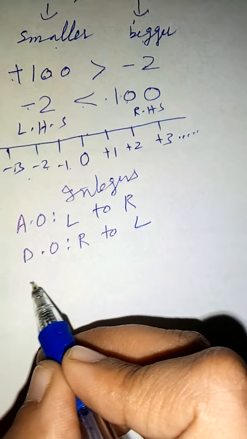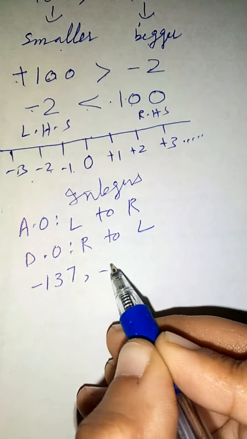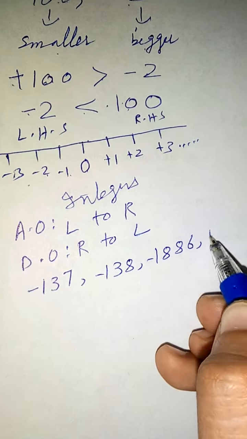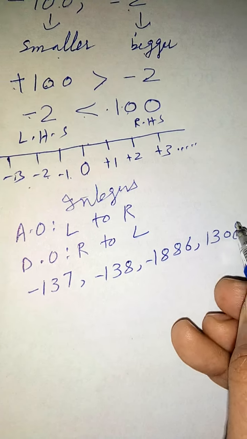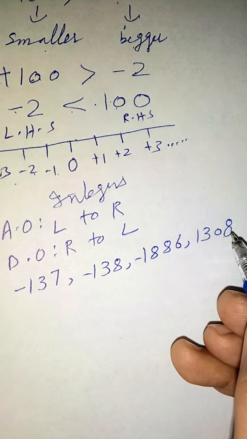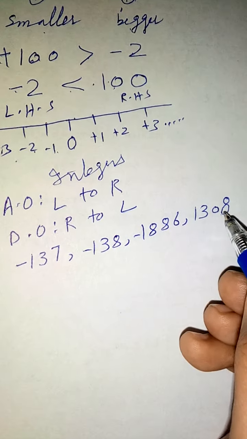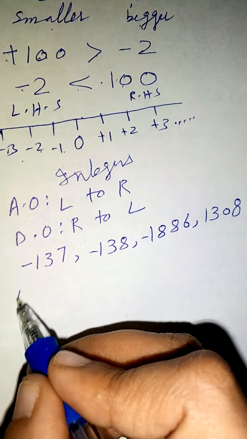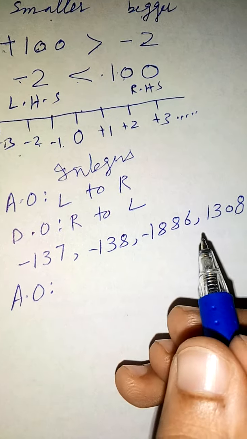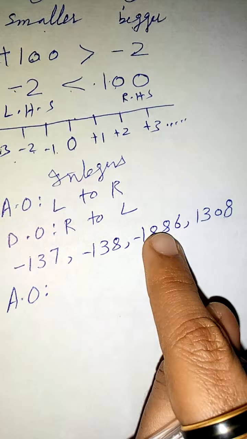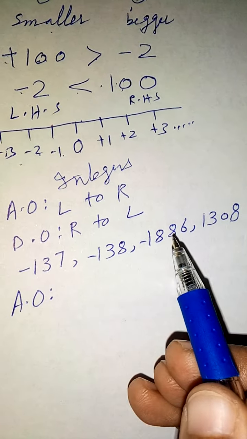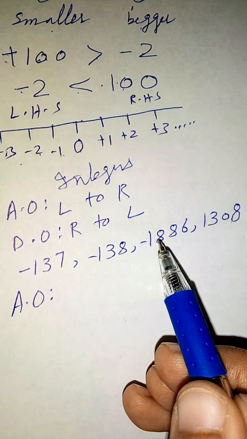If we have a question, let's see: -137, -138, -1886, 1000 and 1308. We need to revise the units, tens, hundreds, thousands, so 1308. We have a combination of negative and positive integers. Firstly, we will do the ascending order. Ascending order means going from small to big. This is the positive number. Firstly, we will compare the negative numbers: 137, 138, 1886. The bigger one will become the smaller one.